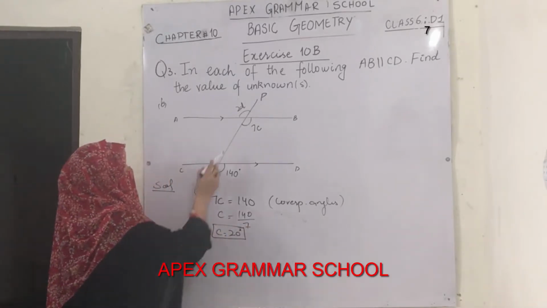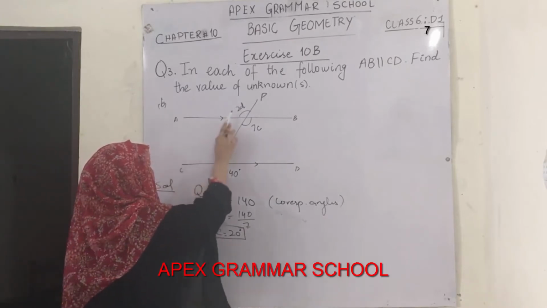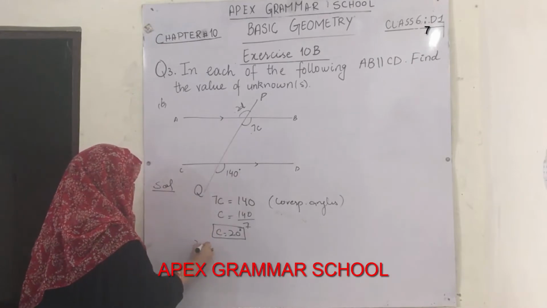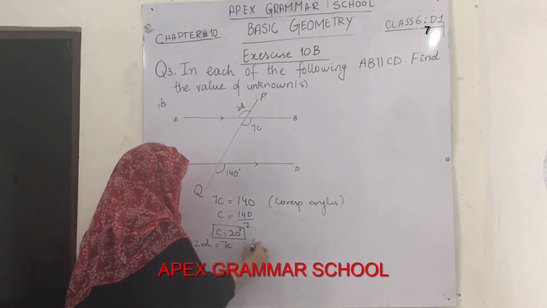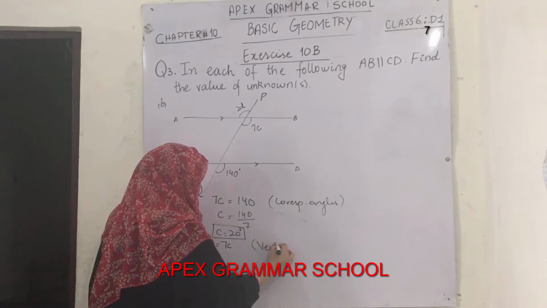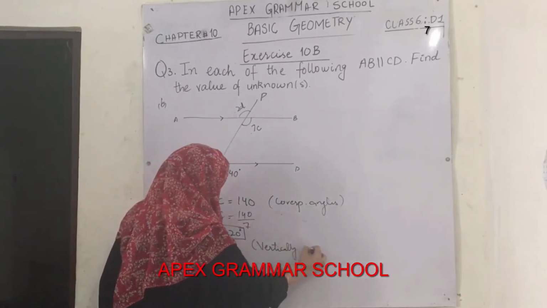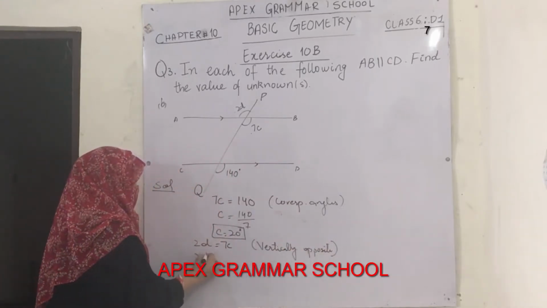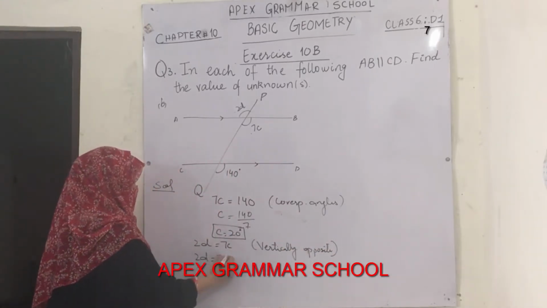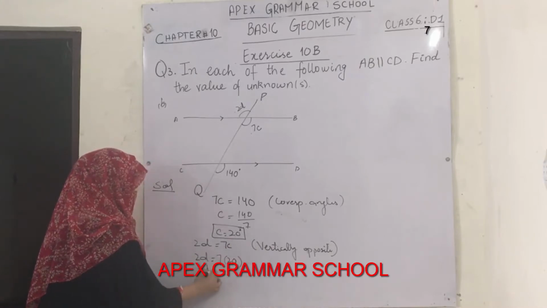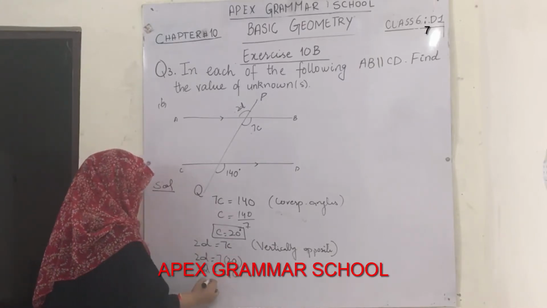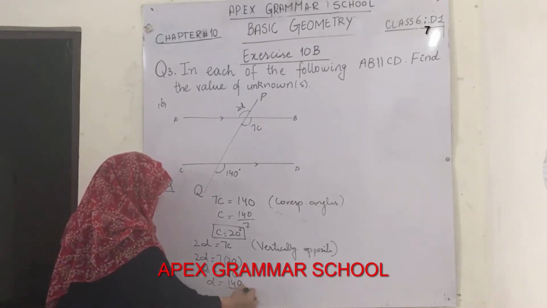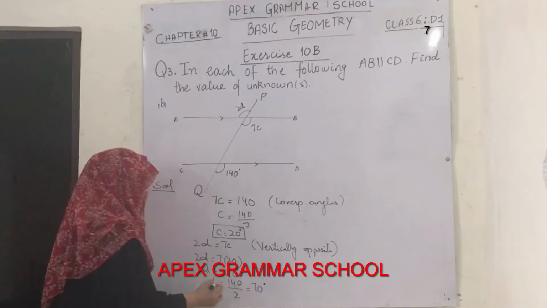Coming towards your other variable, that was 2D. You can see that 2D and 7C are vertically opposite angles, hence they will be equal. 2D is equal to 7C, vertically opposite. The value of C is 20 degrees. 7 into 20 is 140. 2 is being multiplied with the variable. On the other side it will be divided. After division you will get the value of D to be 70 degrees.